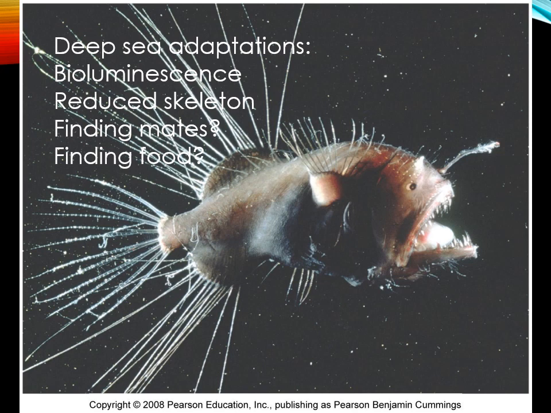They're going to have a reduced skeleton because there's so much pressure. Really, you wouldn't want bones. So they tend to be more cartilaginous and not really have that much. Finding mates in the deep ocean is going to be a problem. So in the case of this anglerfish, this is a female. Those are bigger. The males actually find a female, latch on, and then they become a parasite on the female. So that's one strategy to find a mate when there are not very many of them around. And then finding food, as I said, they have all these strange adaptations, such as this anglerfish.